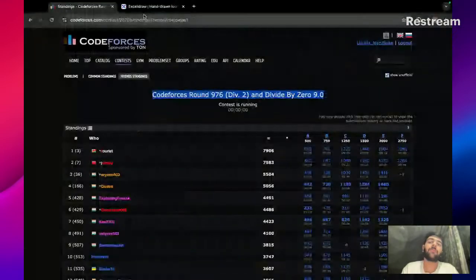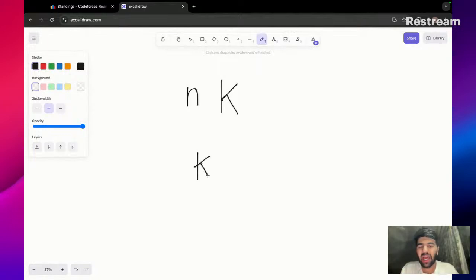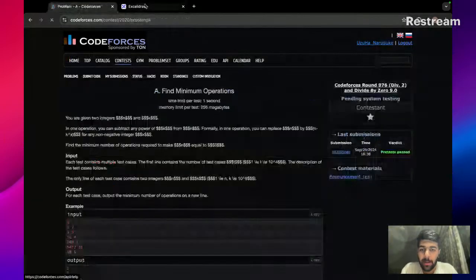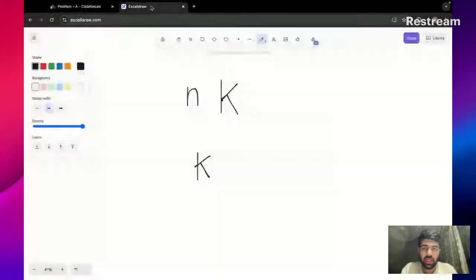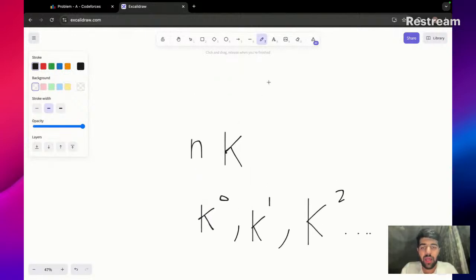Now coming to A. So A, problem A, I'm given an N and I'm given a K, right? I can subtract any power of K from my N, right? So K raised to 0 or K raised to 1 or K raised to 2 and so on and so forth, right? And I want to make this N exactly equal to 0.